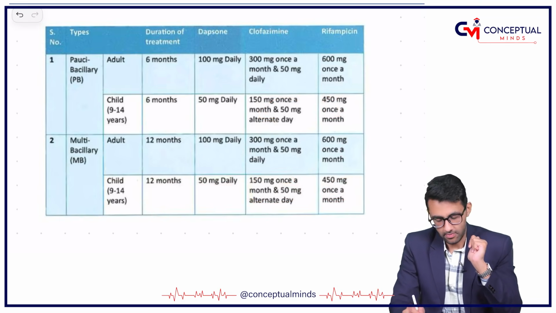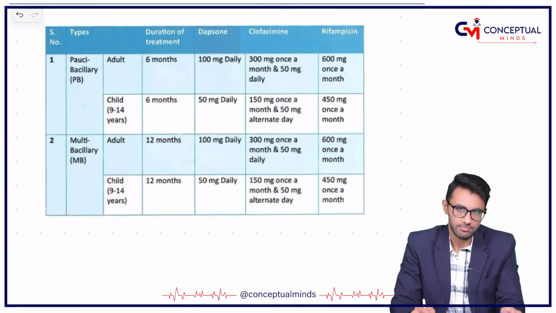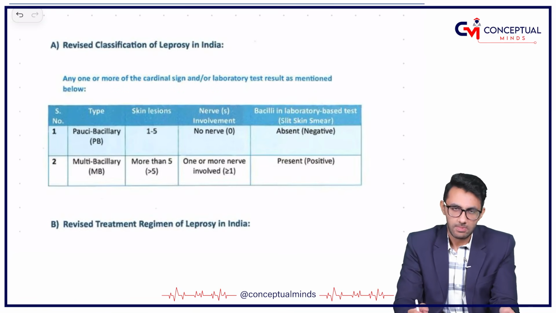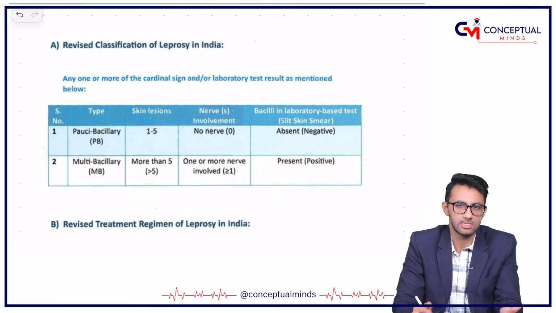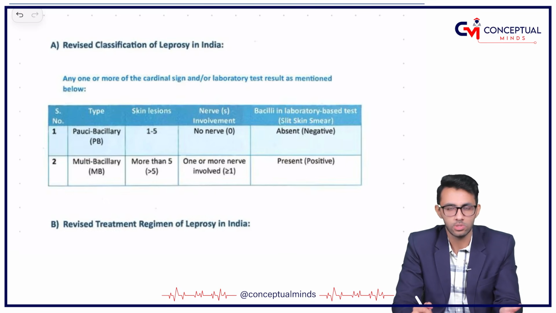Okay, so we'll do it once again. This is table number 1 we see here. What we are seeing is that we have to decide whether it is multibacillary or paucibacillary. So what can we do? We can count the number of hypopigmented patches. We can also look for nerve thickening. And we can also do something called SSS, skin slit smear examination. With these three things we come to a conclusion whether it is paucibacillary or multibacillary.